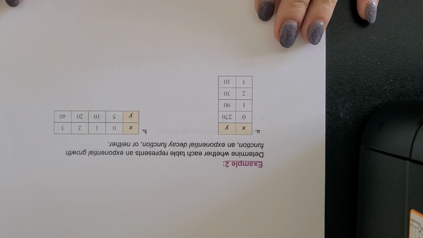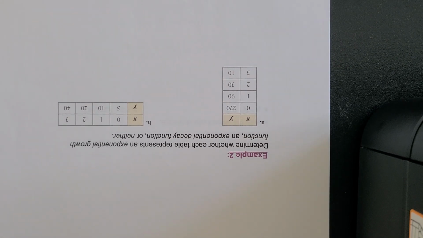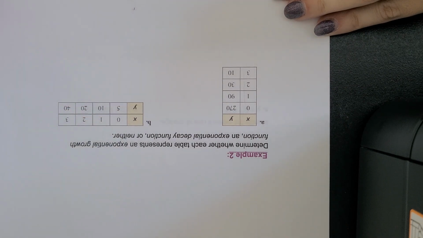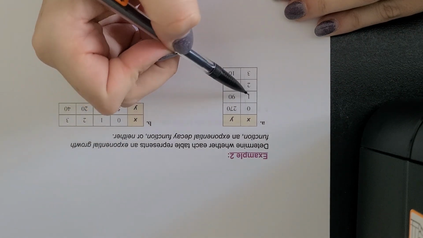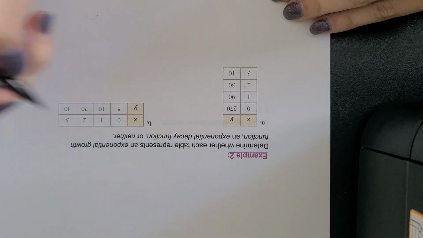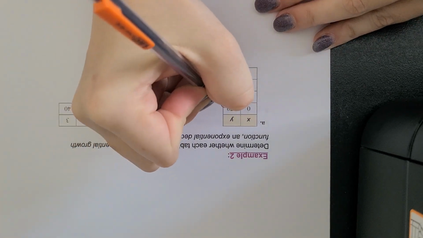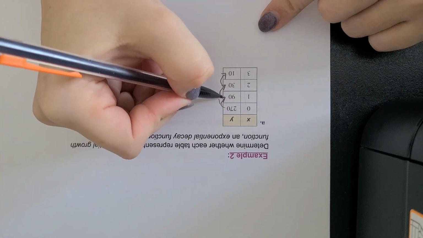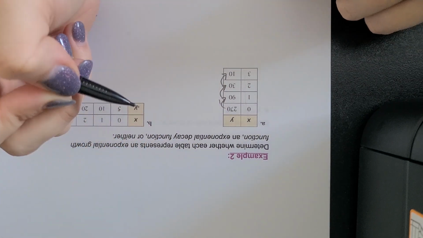So let's look at our second example. We want to determine whether each table represents growth or decay or neither. So remember, the first thing we want to do, this is very similar to what we did in 6.3. First, check that your x's are going up by a constant rate, which 0 to 1, 1 to 2, 2 to 3, they are. And then we want to look at our y's. From 270 to 90, 90 to 30, 30 to 10.